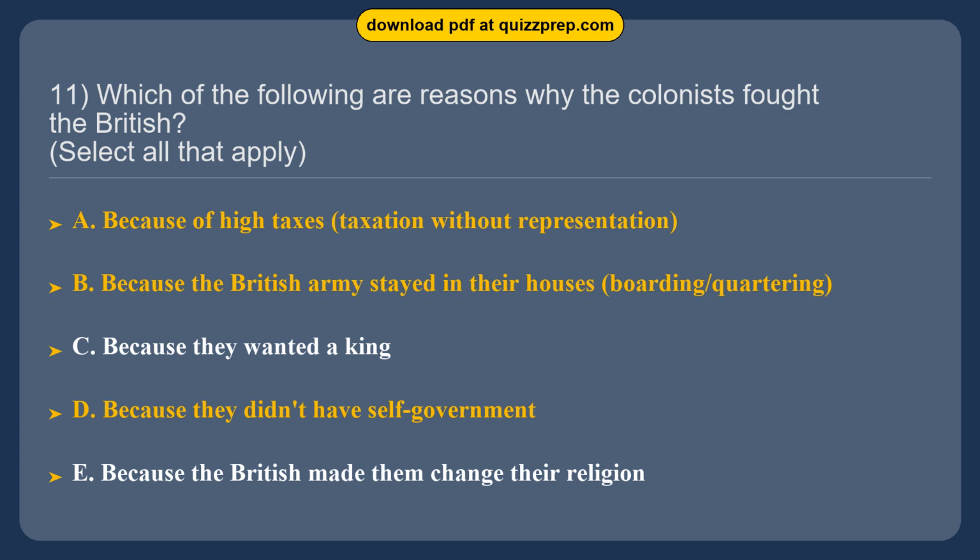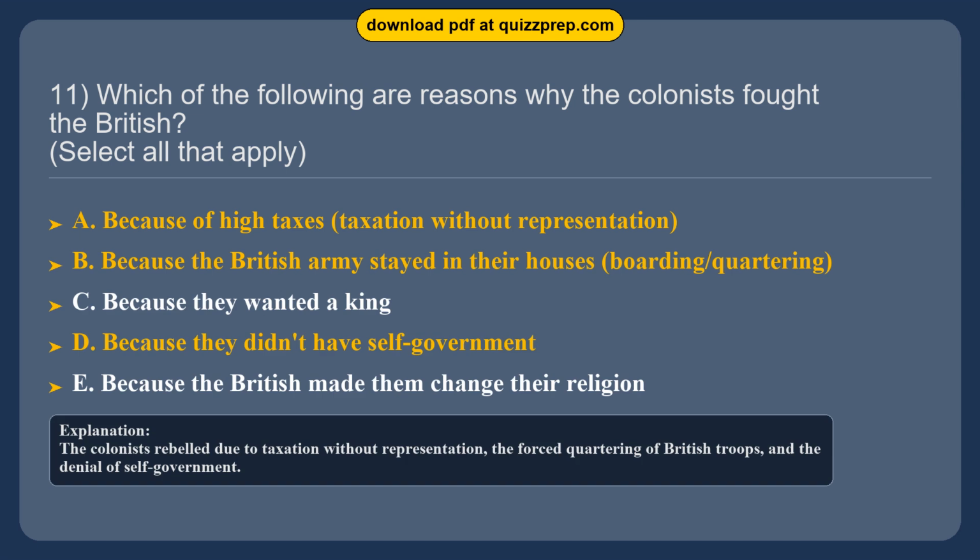The correct answers are options A and B and D. Because of high taxes, taxation without representation. Because the British Army stayed in their houses, boarding/quartering. Because they didn't have self-government. The colonists rebelled due to taxation without representation, the forced quartering of British troops, and the denial of self-government.